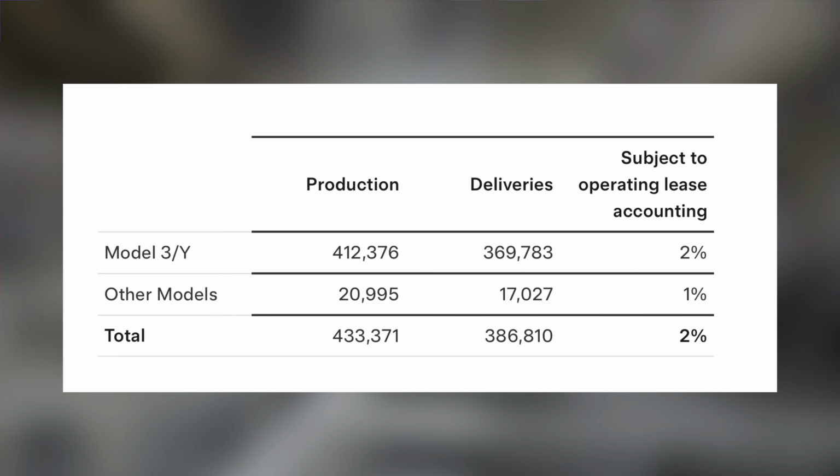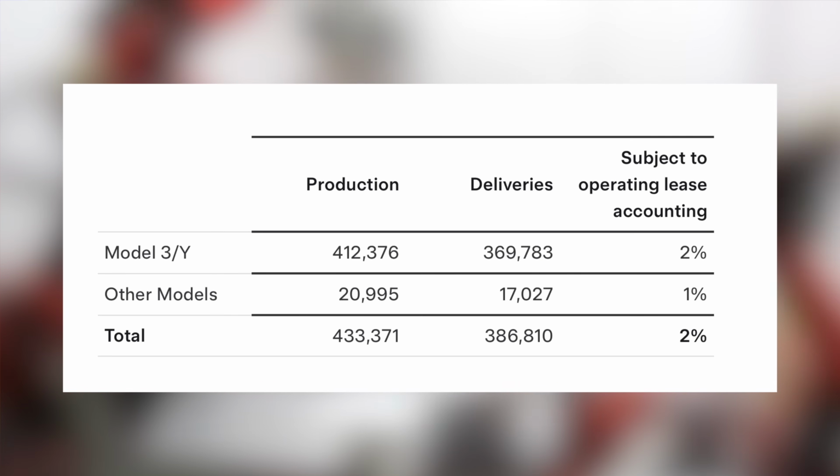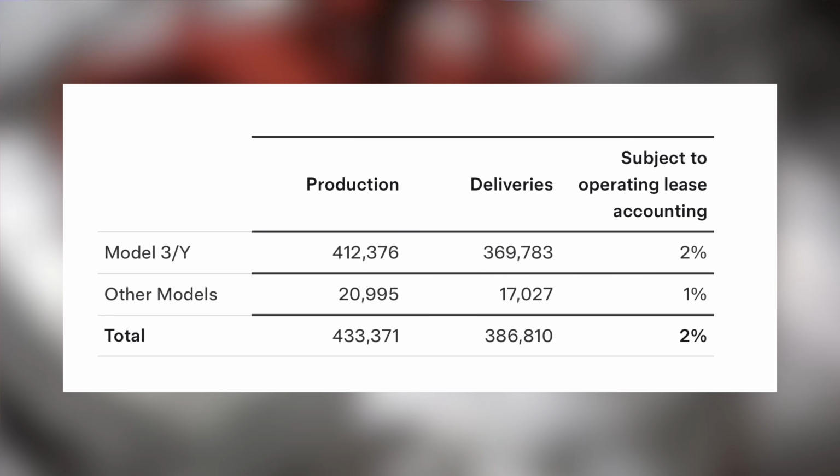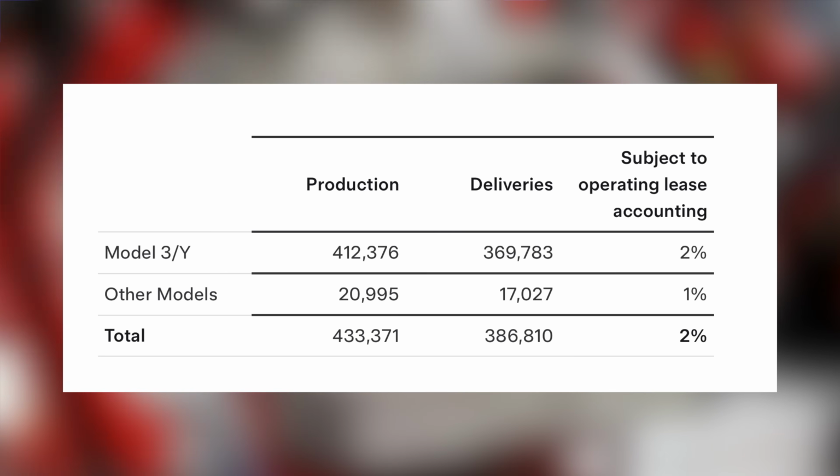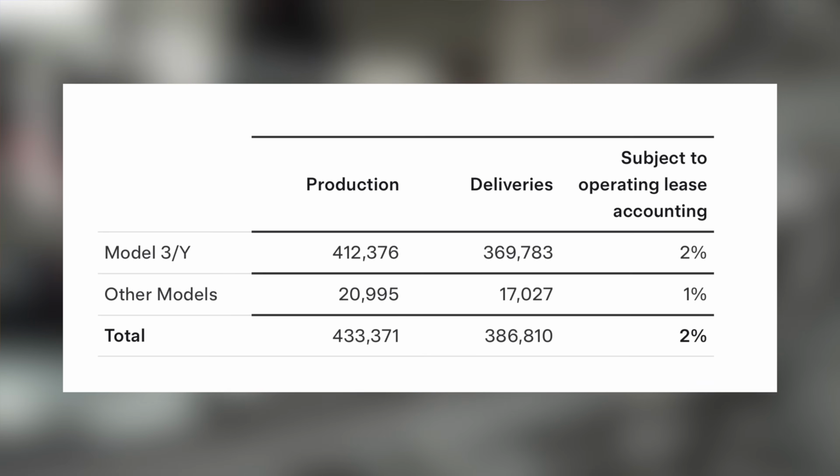So compared to Q1 of 2024, this is a very large drop. Tesla sold 50,129 fewer cars. It's a 13% drop and the biggest drop in Tesla's history here.